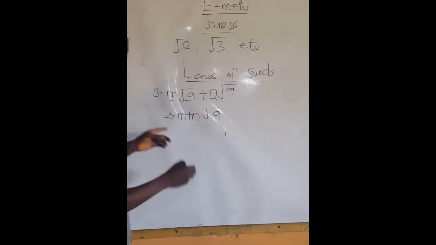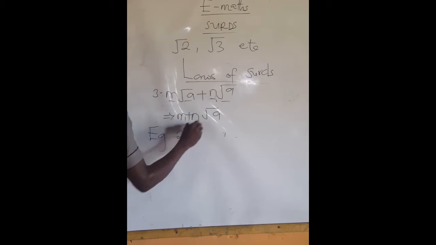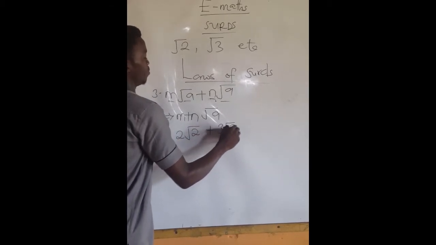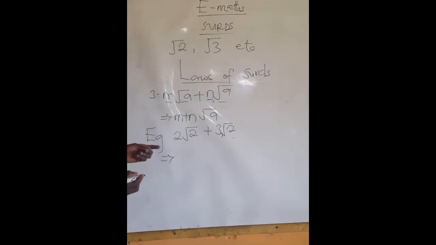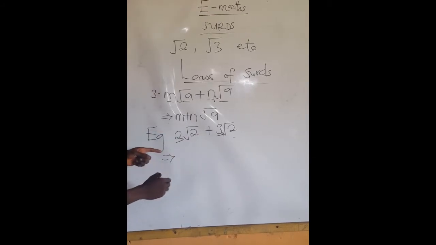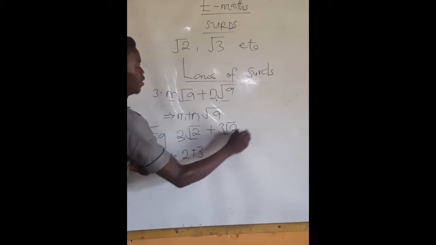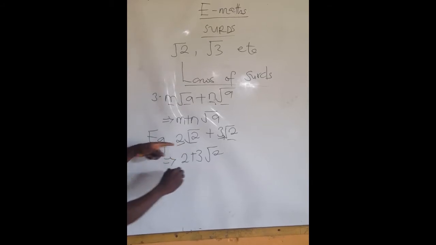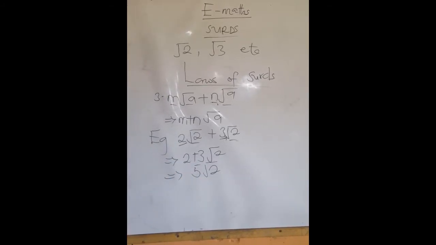For example, let's say we have 2 root 2 plus 3 root 2. Then we pick the numbers outside the square root and add. What are the numbers outside the square root? We have 2 and 3. So it's going to give us 2 plus 3. Then you pick one of the roots, root 2. So 2 plus 3 gives 5, and your final answer will be 5 root 2.